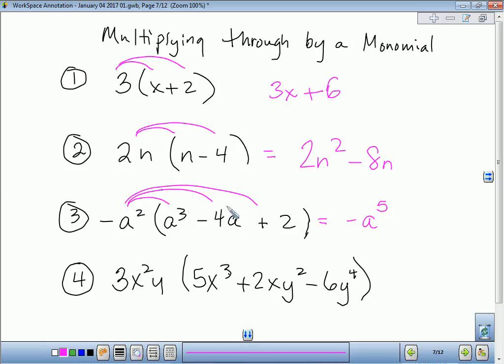Now, negative a squared times a negative becomes positive 4a what? To the third, cubed, good. And then what would my final term be? Negative 2a squared. Beautiful. Okay, so you try number 4.